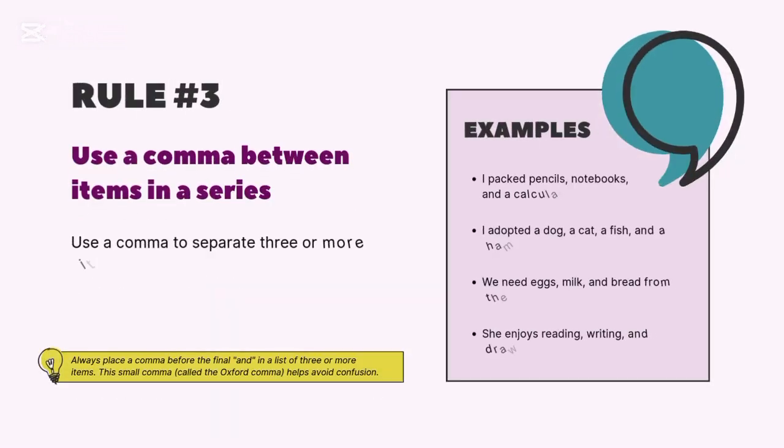Rule 3. Use a comma between items in a series. Use a comma to separate 3 or more items in a sentence. Examples are also shown.